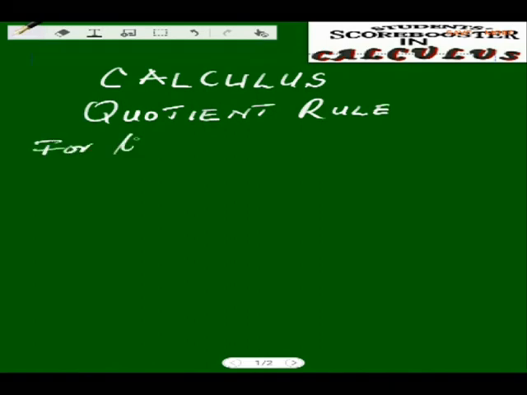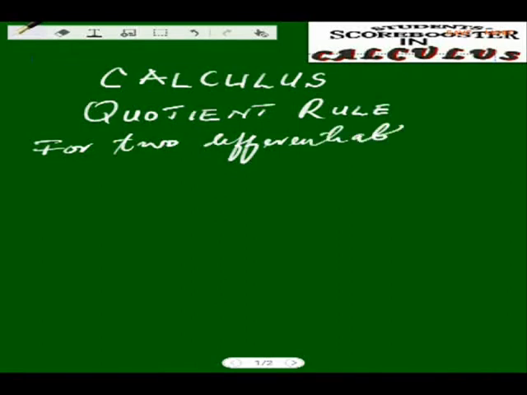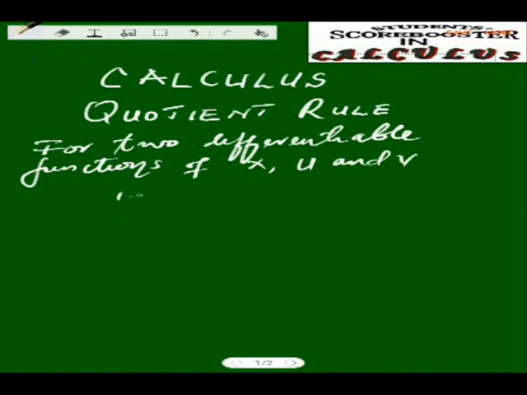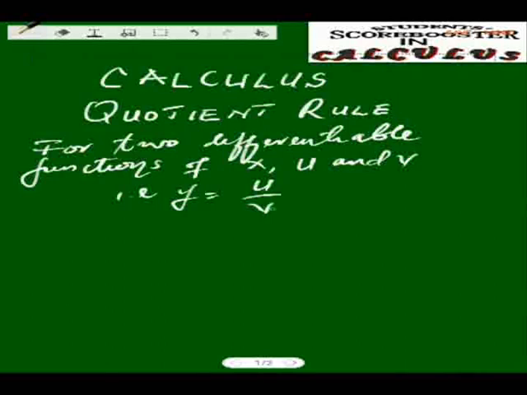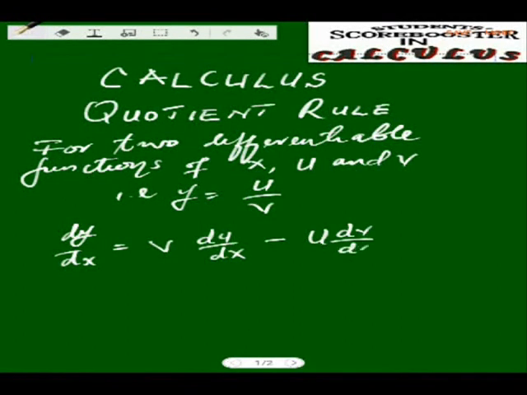So if we have two differentiable functions of x, that is u and v, and if these two functions are dividing each other, I mean if we have y is equals to u over v, the derivative of y with respect to x will be v du dx minus u dv dx, everything over v squared.